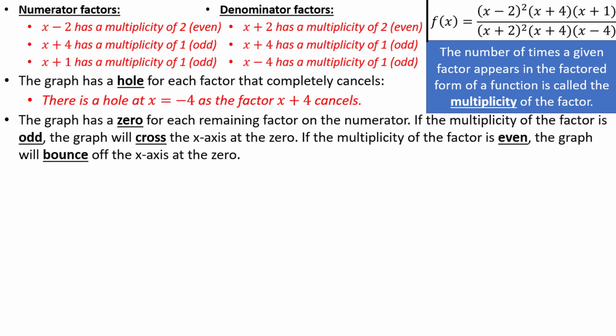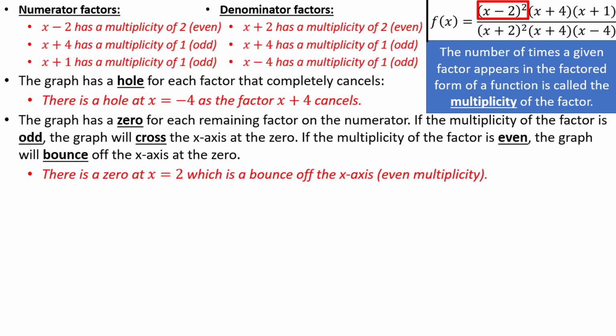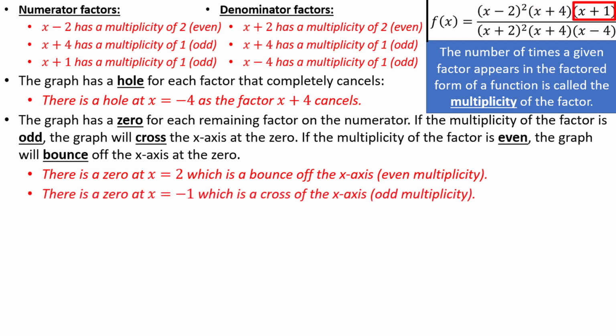If the multiplicity of the factor is even, the graph will bounce off of the x-axis at the 0. There will be a 0 at x equals 2 for the factor of x minus 2, as x equals 2 makes this factor equal to 0. The graph will bounce off the x-axis at this point because the multiplicity is even. There will be another 0 at x equals negative 1, as that is where the factor is equal to 0. The graph will cross the x-axis at this point because the multiplicity is odd.